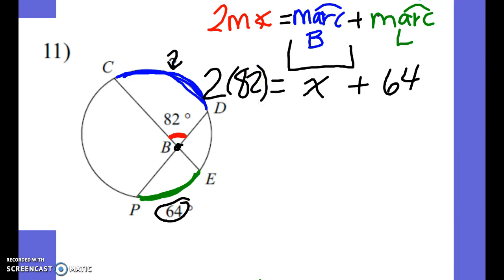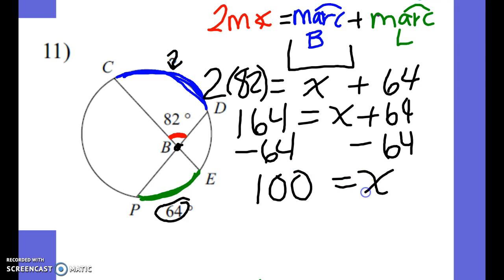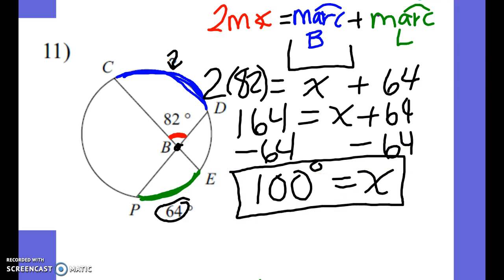Okay, so this is where the calculator comes in. 2 times 82 is 164, and that's equal to x plus 64. I'm trying to get x by itself, so since I'm adding 64, I'm going to do the opposite operation, that's subtraction. So minus 64 on both sides. 164 minus 64, well guys, that's 100. And that's equal to x. And since we did find the measure of an arc, guys, that's degrees. You need to make sure you put your units, and that's my answer.